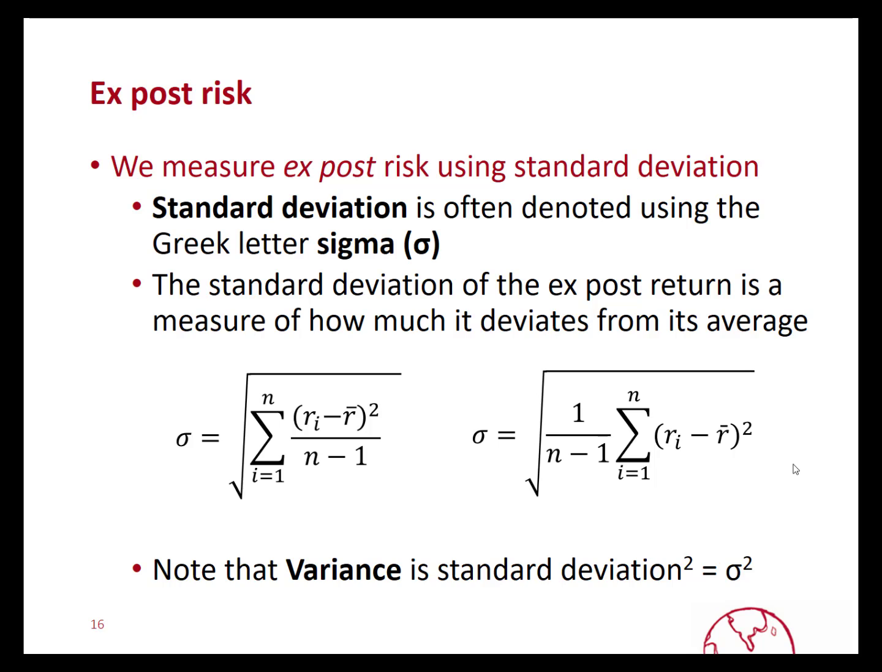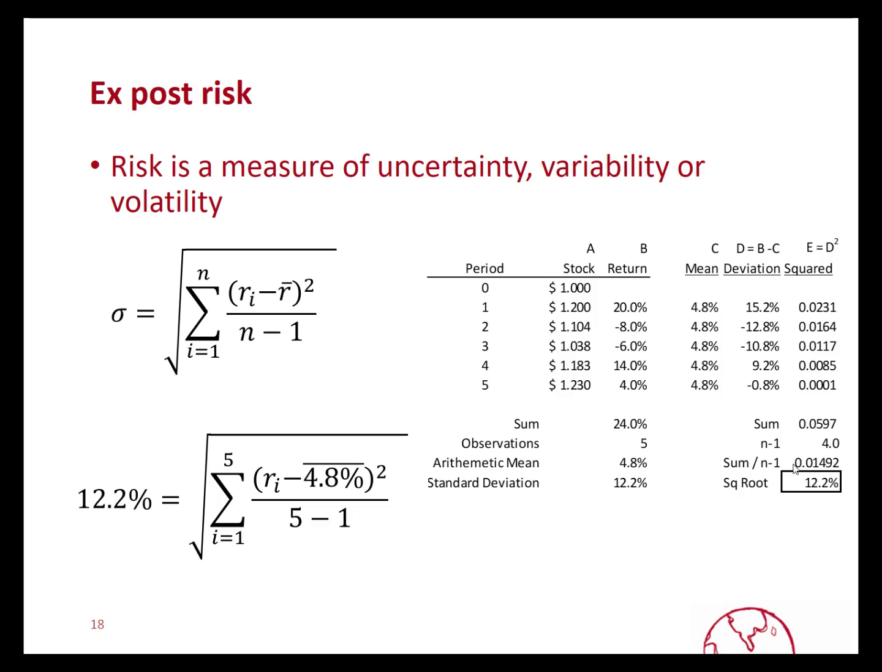So the measure of ex post risk is standard deviation, which is sometimes referred to by its Greek letter, sigma. It's calculated using this formula down below, where sigma is equal to the square root of the sum of deviations in an individual year relative to the average year, which is the arithmetic mean, squared, divided by n minus 1 observations. That can be written as shown on the right. You may also hear the word variance thrown around. Variance is simply squared standard deviation, so it is sigma squared. So ex post risk is measured using standard deviation, and we're going to sometimes call this uncertainty, variability, or volatility.